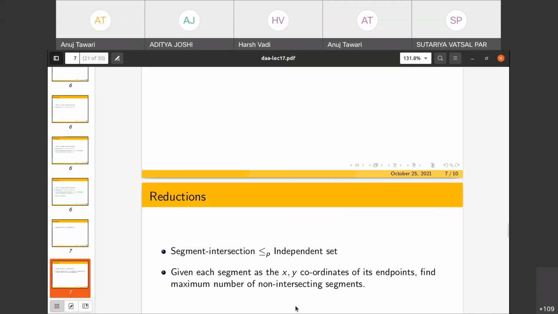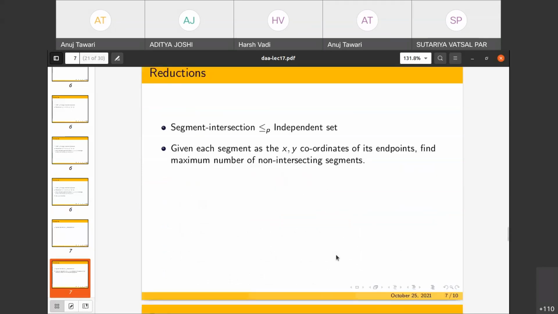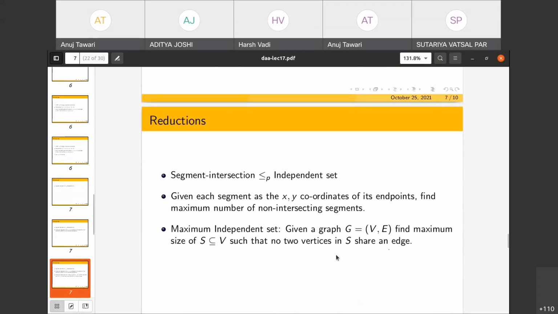Okay. In fact, this is a good exercise in dynamic programming. You can try to apply dynamic programming to solve this particular problem. But here we are not interested in solving this problem. We want to give a polynomial time reduction to independent set. Right? So you all know what the independent set is. Maximum independent set is, given a graph, you want to find the maximum size of a subset such that no two vertices in S share an edge.